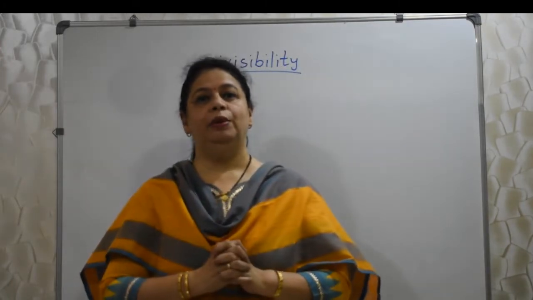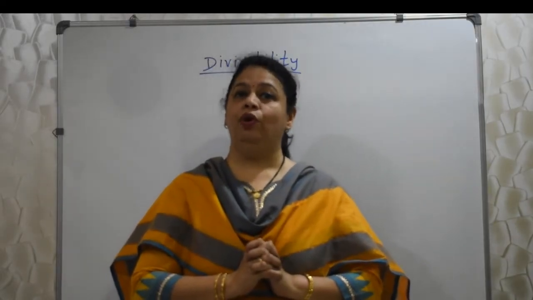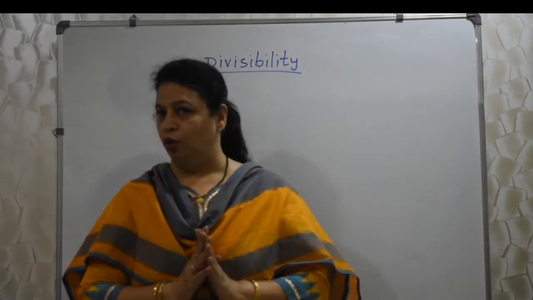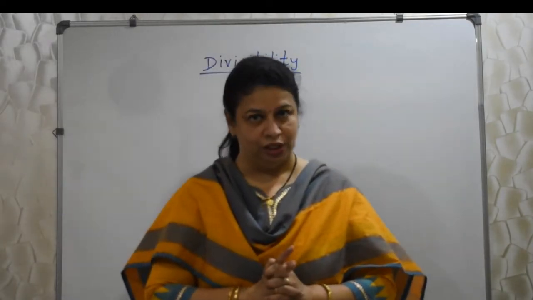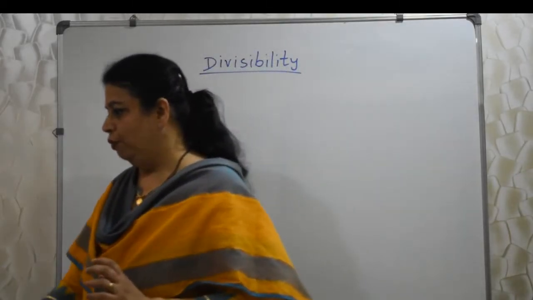First we will do divisibility of 4. Divisibility of 4 is even easier. Even though they give you a 5-digit number or 6-digit number, don't bother. Just take the last 2 digits, the digits in the units and tens place. I will give you one example.